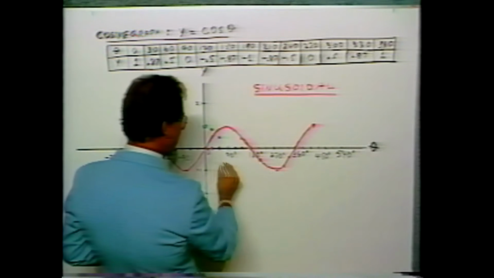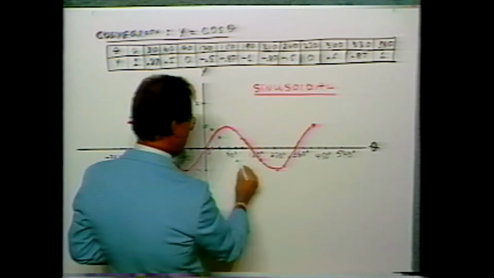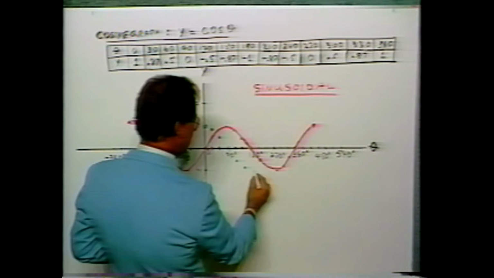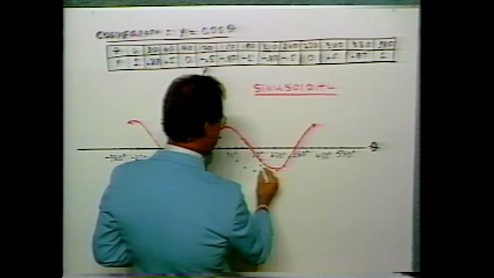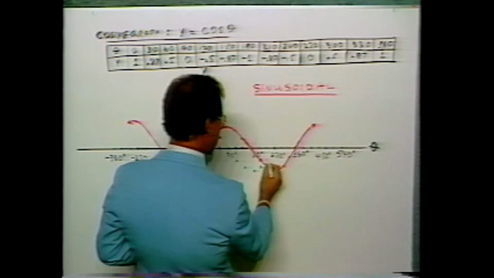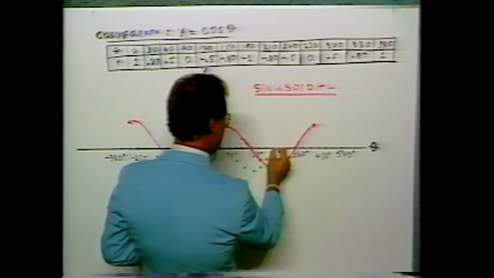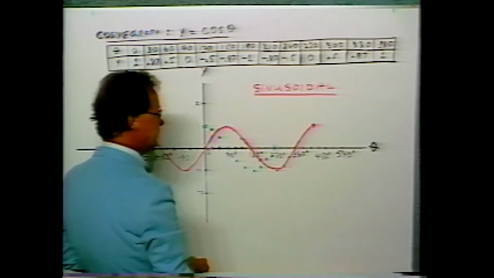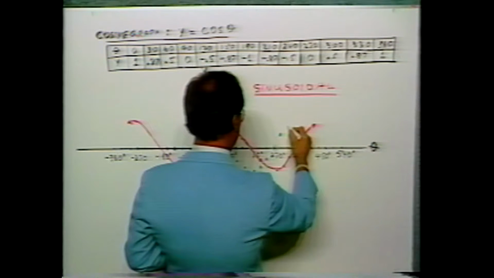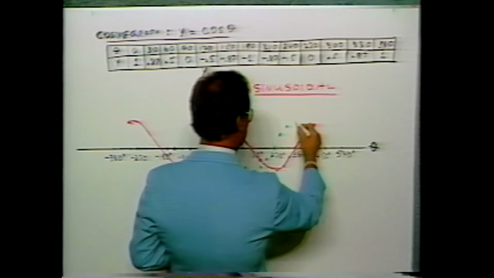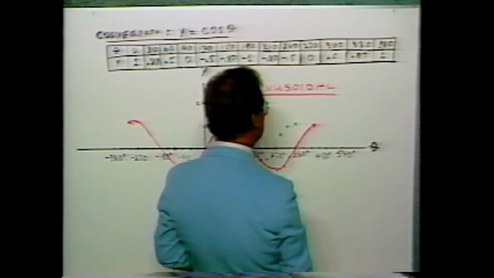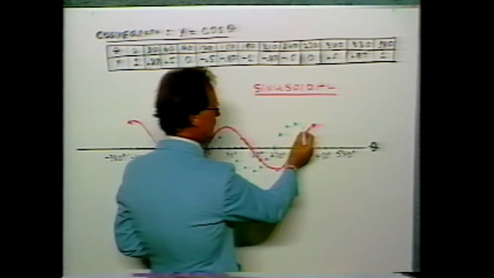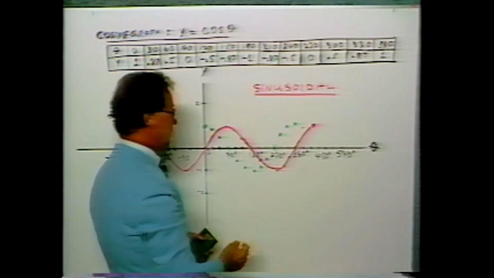Then it's negative 0.5, then negative 0.87, and finally negative 1. Coming back now, negative 0.87, negative 0.5, and at 270 it's 0. It goes up and up to 0.87 and finally 1. And if you continued with this, you'd find it starting to come down in the same kind of pattern.